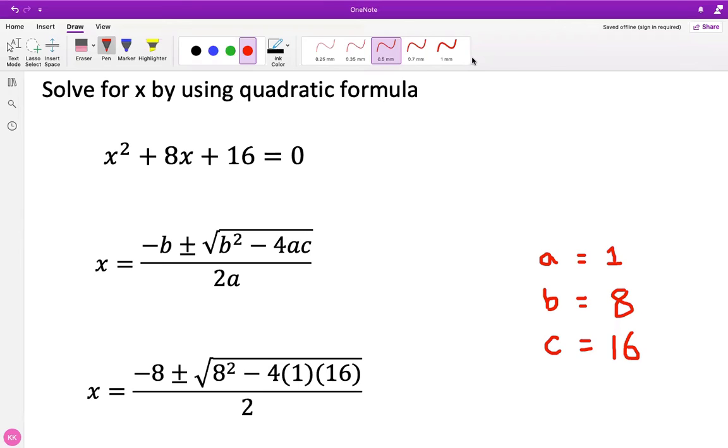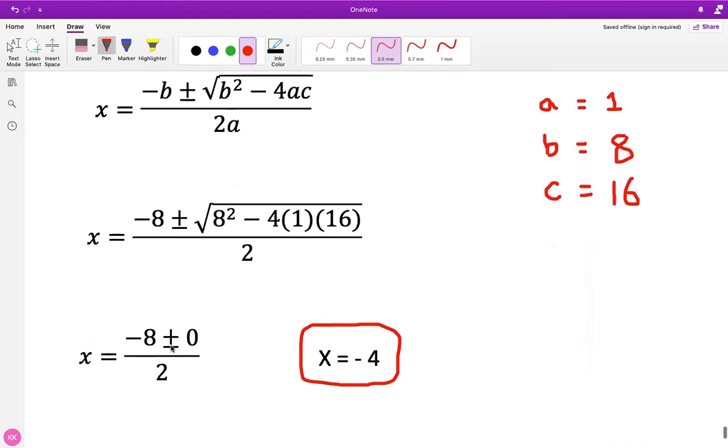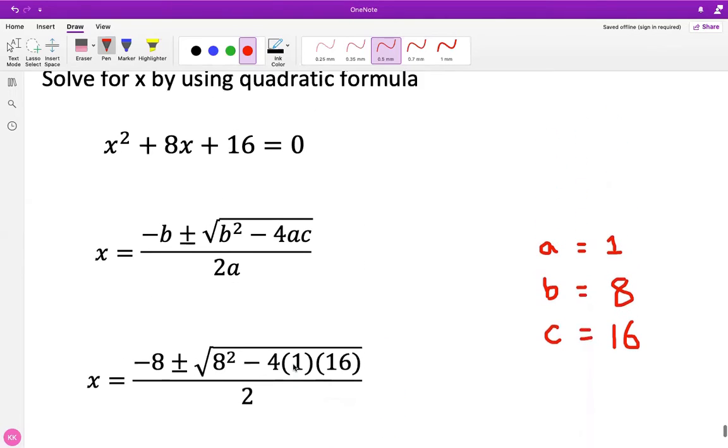So let's continue to our next problem. So we have x squared plus ax plus 16 equals 0, and I'm going to solve for x by using the quadratic formula. So I provide you the quadratic formula here, x equals -a plus or minus the square root of a squared minus 4 times 1 times 16, divided by 2. So we have -8 plus or minus 0 divided by 2, and we got x equals -4. So we only have one solution for this equation.